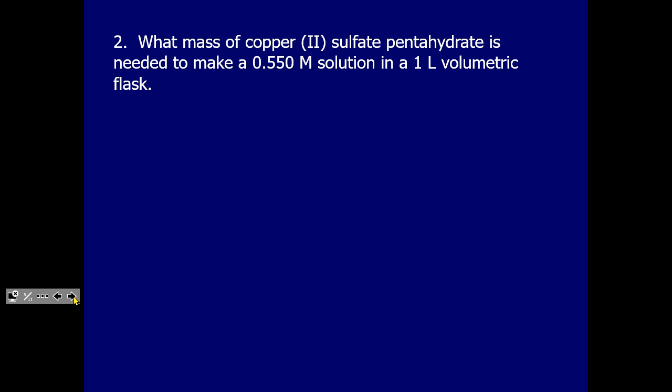So this one is a little more of a practical problem, something that I have to do if I need to create a solution for you guys. You know, the instructions I get for the lab, or when I create it, I determine a concentration I need. I'm going to put it in a 1 liter volumetric flask. And I need to calculate how much I have to weigh out in order to dissolve that and get that concentration.